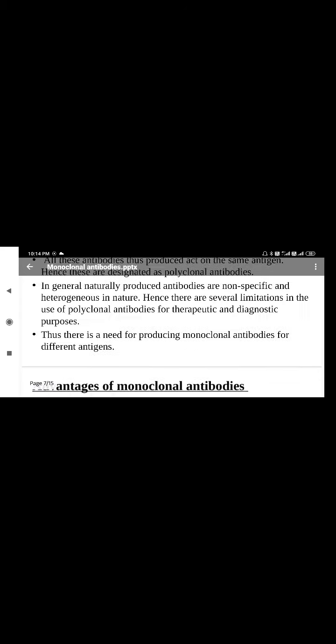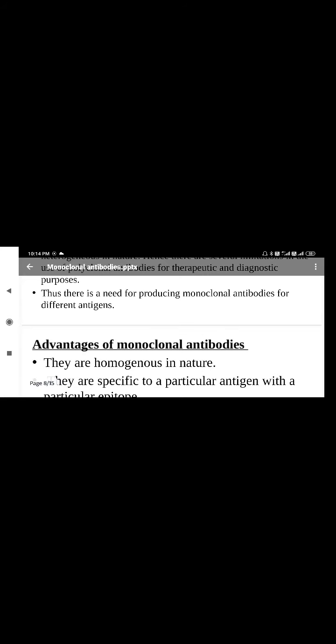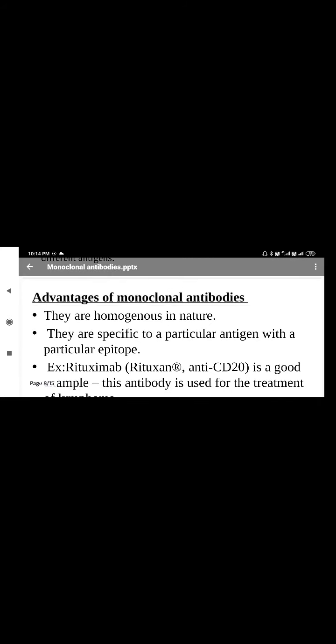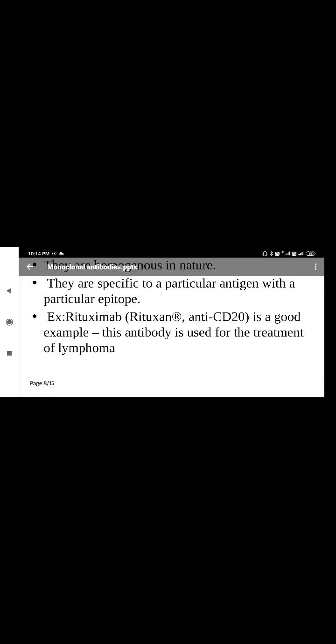All these antibodies thus produced act on the same antigen, hence these are designated as polyclonal antibodies. In general, naturally produced antibodies are non-specific and heterogeneous in nature. Hence, there are several limitations in the use of polyclonal antibodies for therapeutic and diagnostic purposes. Thus, there is a need for producing monoclonal antibodies for different antigens. Coming to the advantages of the monoclonal antibodies, they are homogeneous in nature. They are specific to a particular antigen with a particular epitope. An example is rituximab. It is used in cancer treatment.